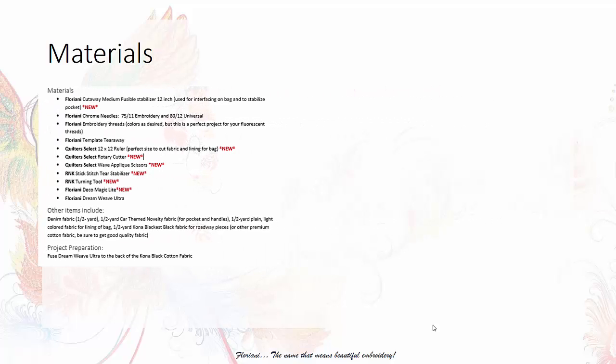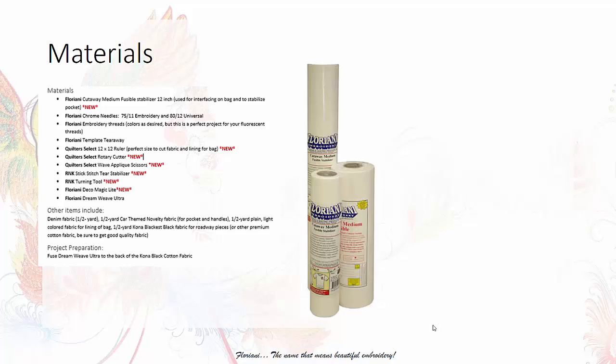The first product that we're going to be using that's fairly new is our Floriani Cutaway Medium Fusible Stabilizer. You see that it comes in a variety of widths. I recommend the 12-inch width. We're going to be using this not as a stabilizer, but actually as interfacing on the bag. It's really nice in that it's fusible, and we'll just fuse that directly onto the fabric of the bag.